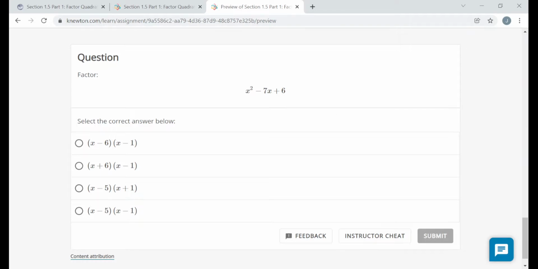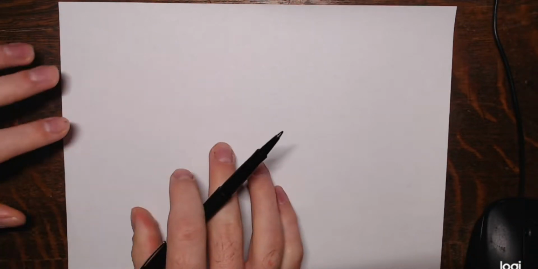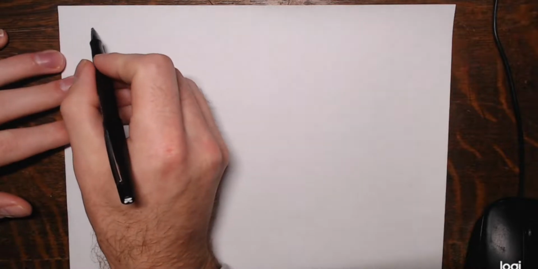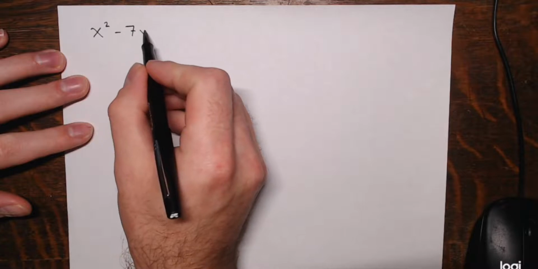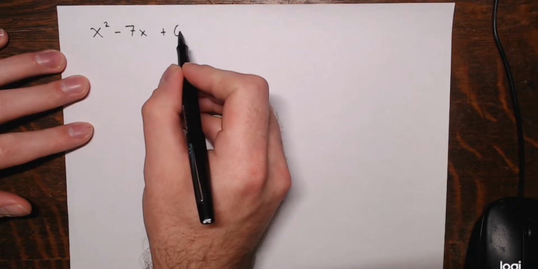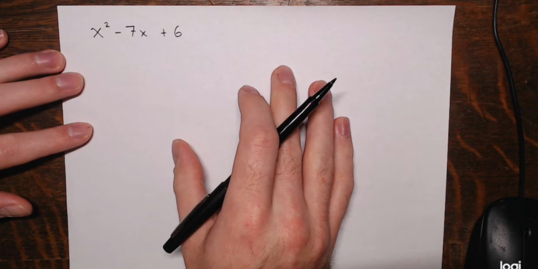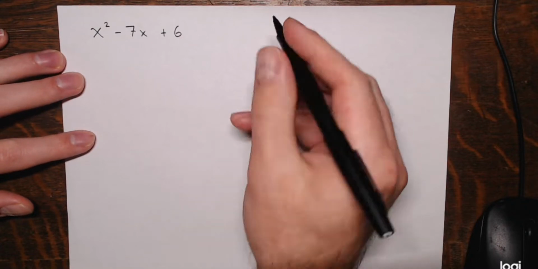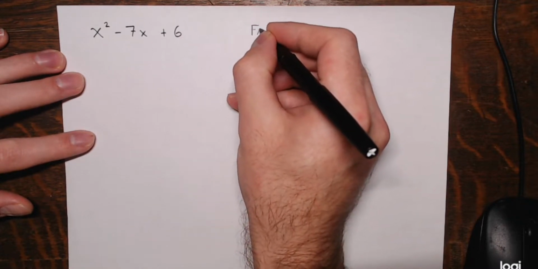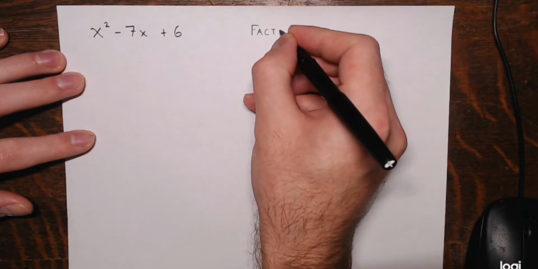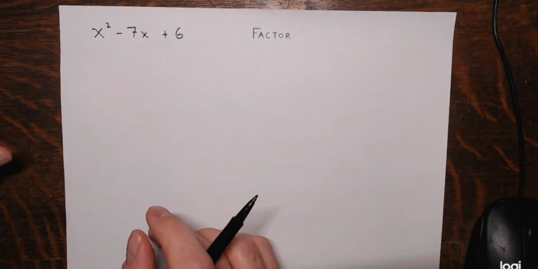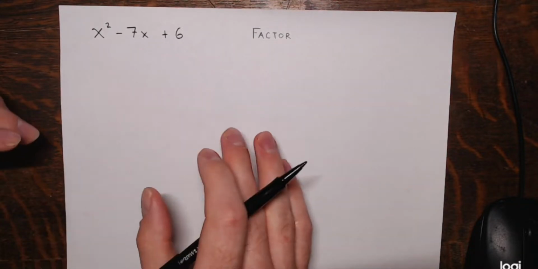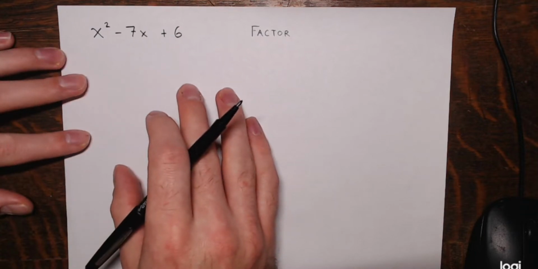So let me go, I got some paper here, let me write that out. The polynomial we're given, right, this trinomial, it's got three terms, is x squared minus 7x plus 6. All right. Now we're asked to factor this, right? Factor just simply means rewrite it as a product, right? Rewrite the expression as a multiplication problem. What times what would give me x squared minus 7x plus 6?